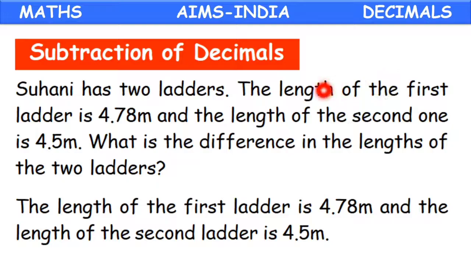And in the same way, let us learn about subtraction of decimals. Suhani has two ladders. The length of the first ladder is 4.78 meters and the length of the second is 4.5 meters. Now, what is the difference in the lengths of the two ladders?